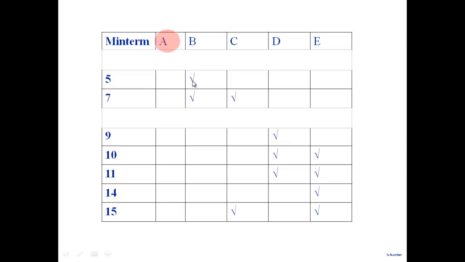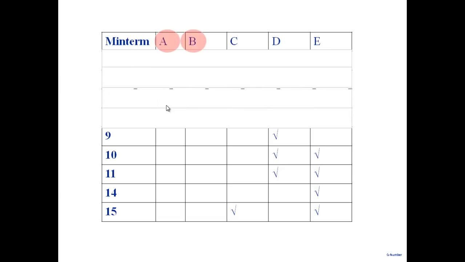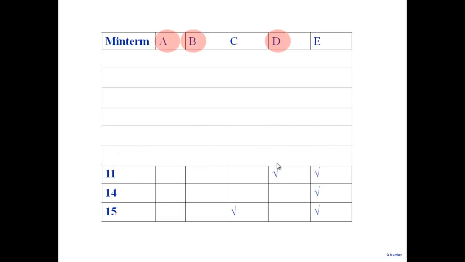Anything else? B is also essential to my solution. So I keep B here, and B covers 5, and B covers 7. So I eliminate 5 and 7. Now, out of all these, anything else which is essential? We see D, or C, either way. D covers this one, which no other term covers here. So I have to keep this. And D also covers these two, so I can eliminate these also. These terms are already covered.